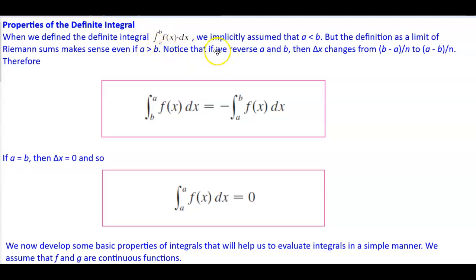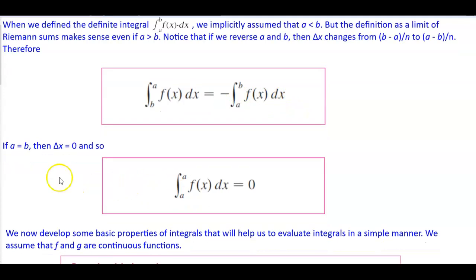And notice that if we reverse a and b, then delta x changes from b minus a over n to a minus b over n. So if we have an integral that goes from b to a of f of x dx, to change these limits to make the lower limit a and the upper limit b, we need to apply a negative symbol. So now we would have the negative of the integral from a to b of f of x dx.